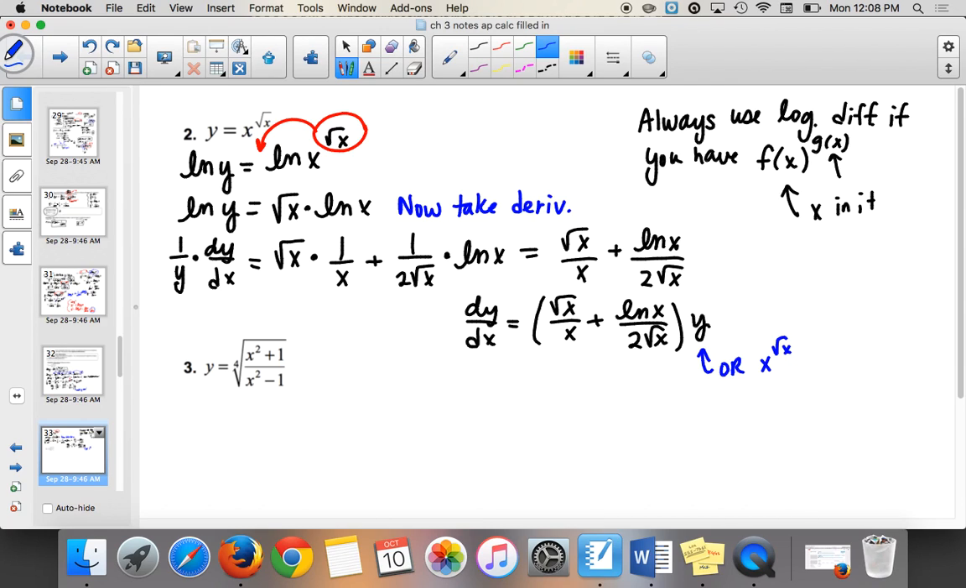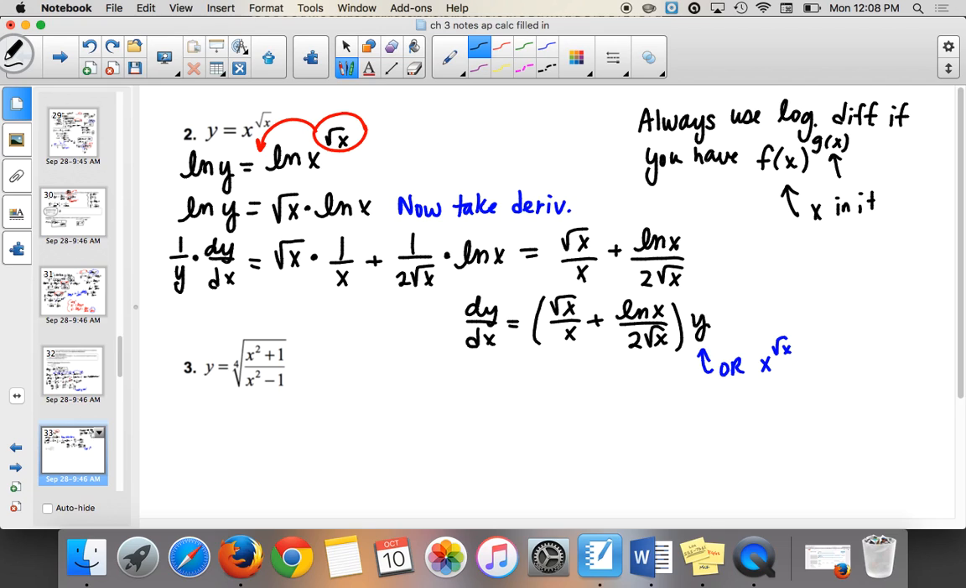Yeah, Katie? Where did you get the 1 over 2 root x from? From the derivative of the square root of x. So the derivative of square root of x, since this is x to the 1/2, it's 1/2 x to the negative 1/2. So what I've been telling you guys is it's easiest to just know that that's 1 over 2 root x. It's faster.